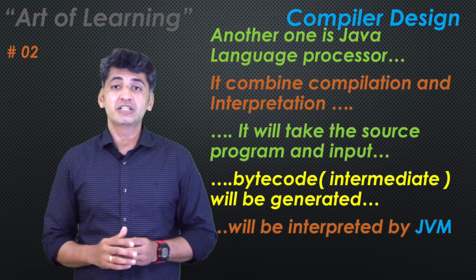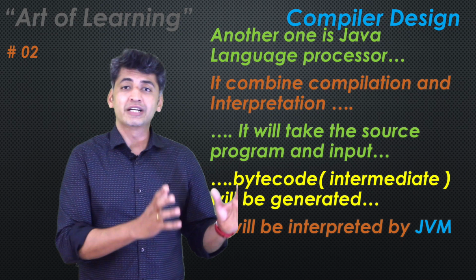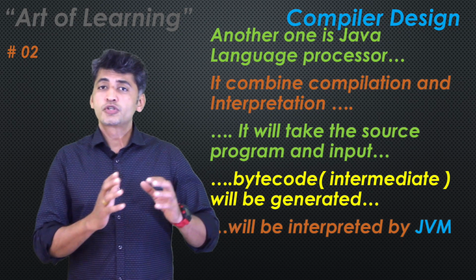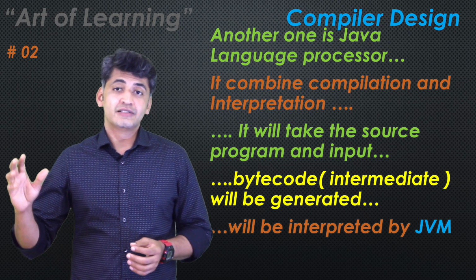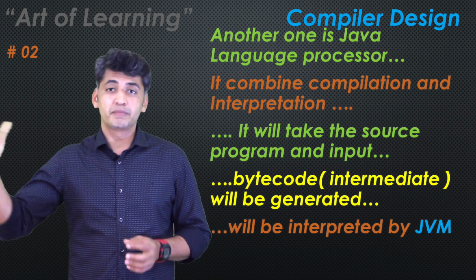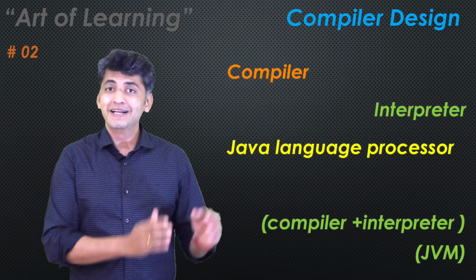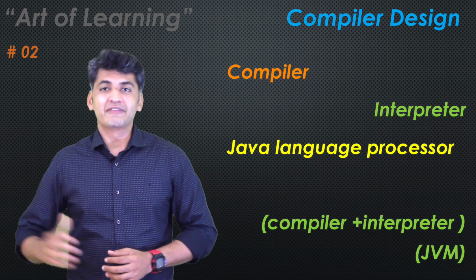The major difference here is that the interpreter and the compiler may be executed on a single machine. With the Java language processor, the bytecode may be generated on one machine, but the JVM can execute the same bytecode on another machine also. So this is the major difference between the compiler, the interpreter and the Java language processor.